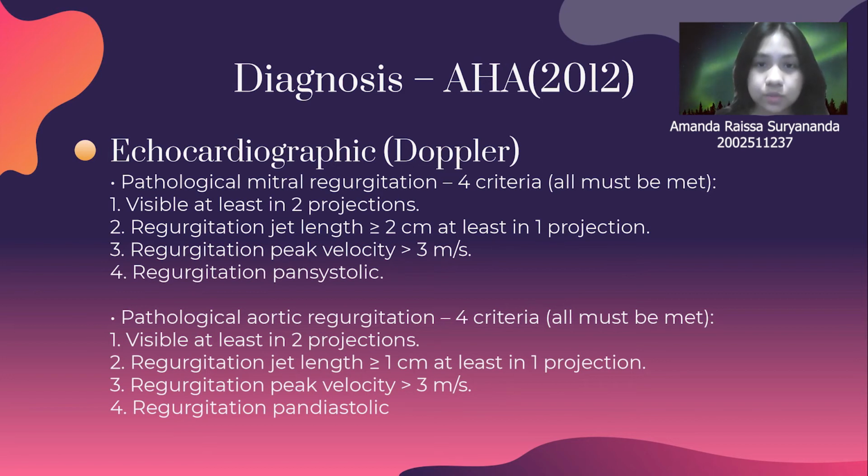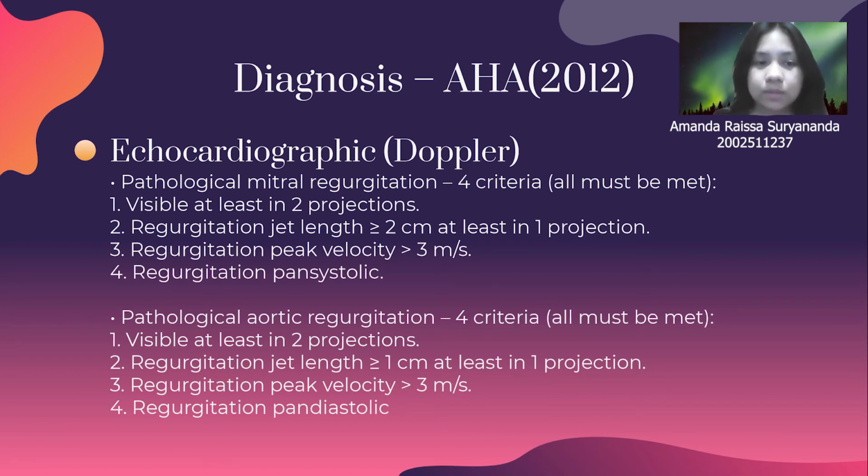Besides the diagnosis by Jones, there are diagnoses by AHA or American Heart Association that was developed in 2012. One of it is echocardiographic or Doppler. This diagnosis is divided into two, which is mitral and aortic. In mitral regurgitation, there are four criteria that all must be met. First, it is visible at least in two projections. The regurgitation jet length is more than or equal to 3 centimeters at least in one projection, and the peak velocity is more than 3 meters per second, and it is pansystolic.